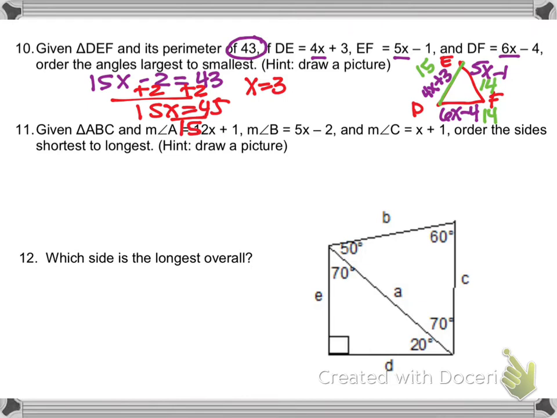But it wants the angles largest to smallest. So the largest is going to be across from that 15. So the largest is going to be angle F. And then from here, you can put these either as ED or you can say DE because they're actually the same.